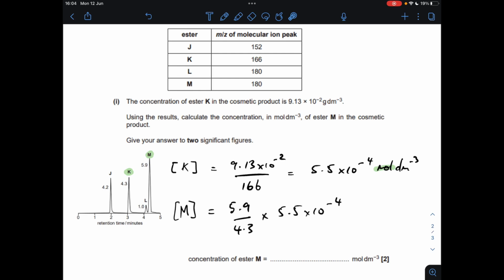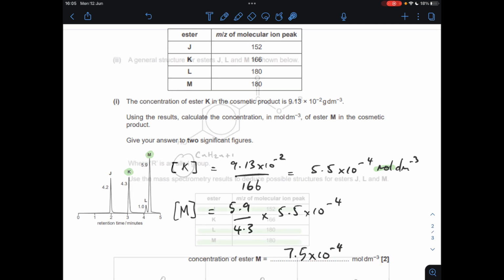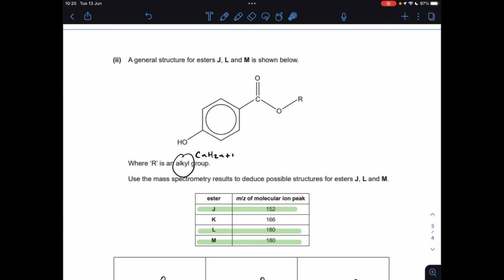So to scale up for the concentration of M, I'm saying scale up because it's going to be a higher concentration because there's more moles of M in the mixture. All I'm doing is taking this ratio, 5.9 to 4.3, multiplying it by the concentration of K, and that'll give us the concentration of M, which to two significant figures comes out at 7.5 times 10 to the minus 4 moles per decimetre cubed.